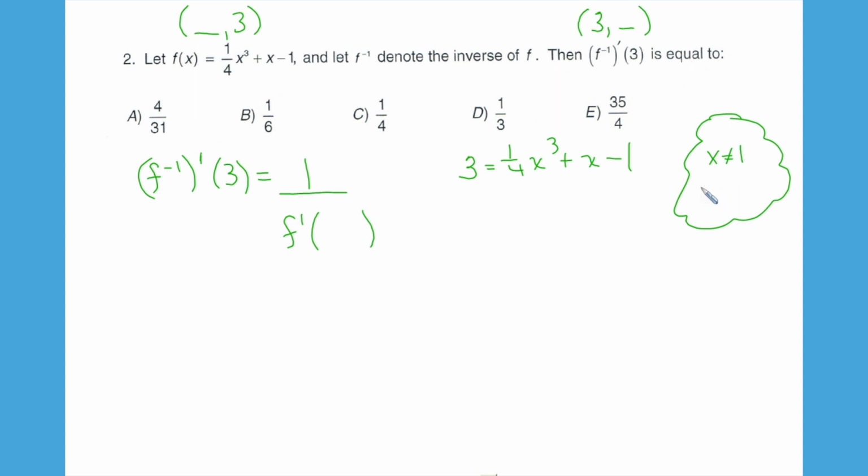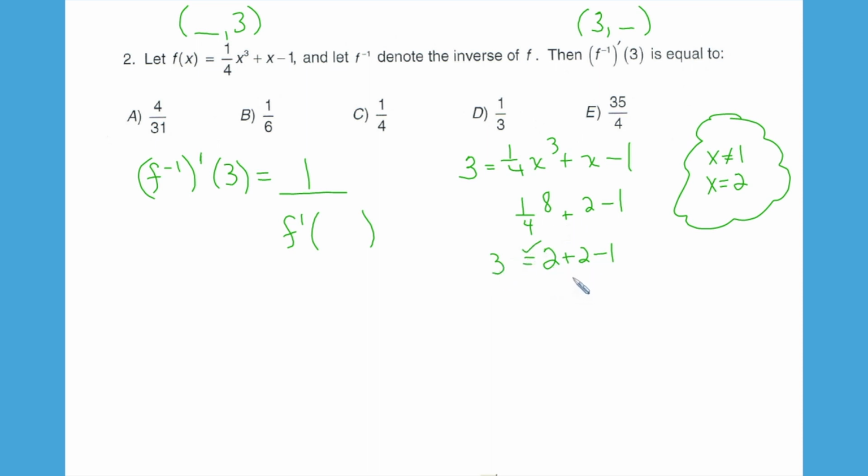So I go to the next easiest number, and that's 2. And what's nice about 2 is that 2 cubed is 8 and is divisible by 4. So I'm just going to try that and see what happens. Let's think about x equals 2. If I plug in 2, I get a fourth of 8 plus 2 minus 1. And a fourth of 8 is 2, plus 2 minus 1. Oh my goodness, we have found it. It does equal 3. So that is the number that we're looking for.